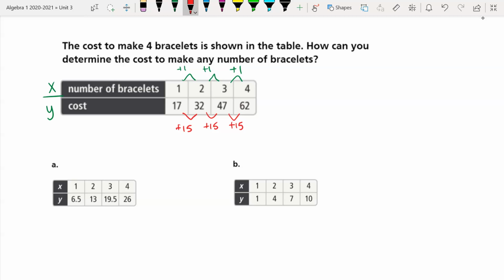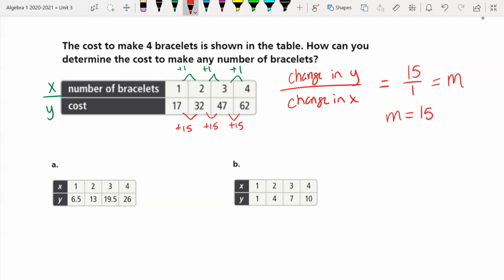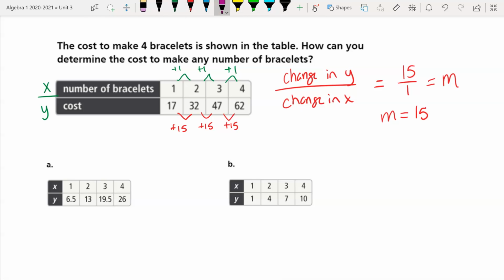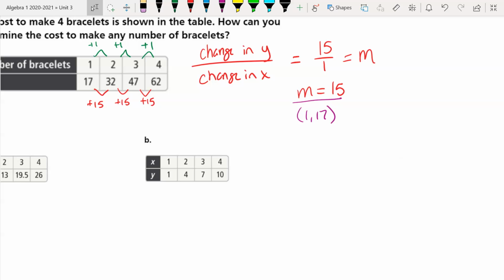Guys, if you think about this, your change in y over your change in x is your slope, right? Rise over run. So 15 over 1 is my slope, aka my slope is 15. If we're going to write an equation in function notation, we need the slope and the y-intercept. Now, we have a slope. I can use 117. I have a point now, and I can plug it into point slope form.